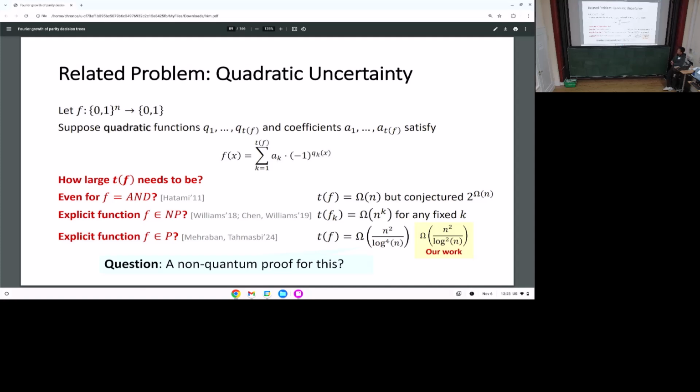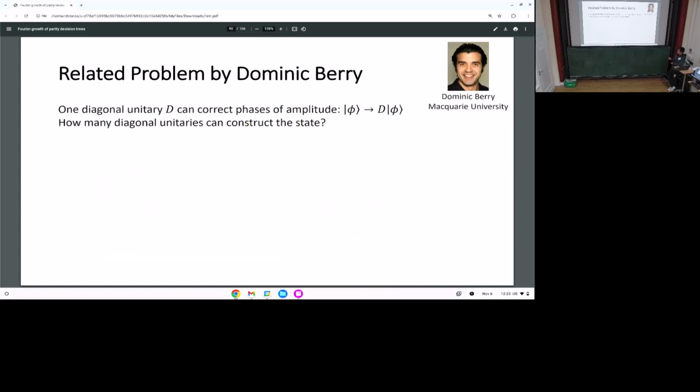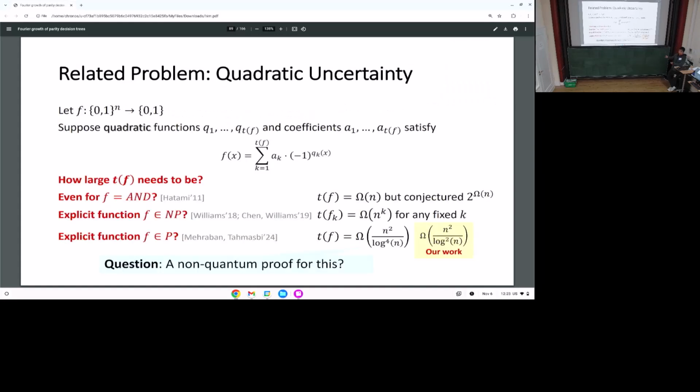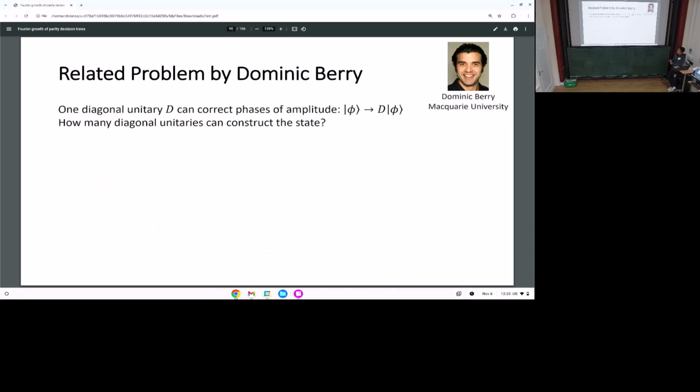This is the part about very explicit Boolean functions. This problem is somewhat known in the literature, with fancy names like quadratic uncertainty and stabilizer rank lower bound. Next, I will present a somewhat less known problem, and hopefully you may have some insight about it. This is a problem proposed by Dominique Barry. Actually, this is the problem that got me into this project. We couldn't prove it. We found some way to bypass it, but it's still very interesting.